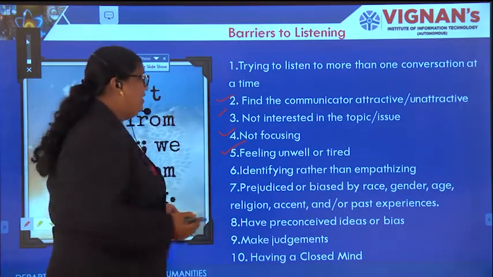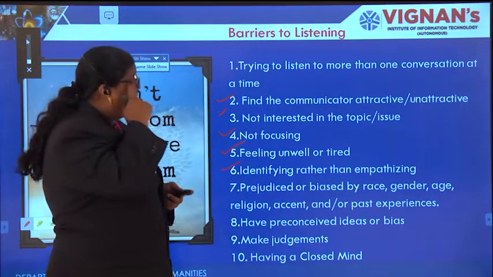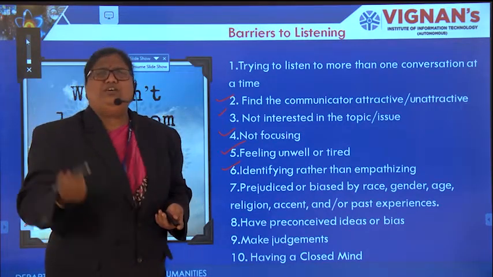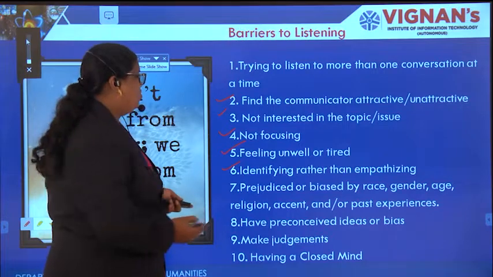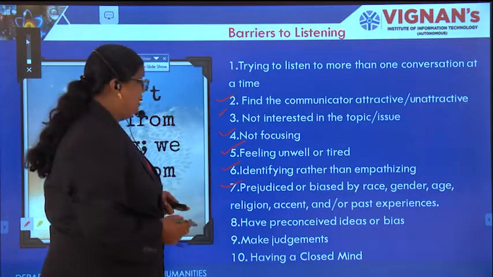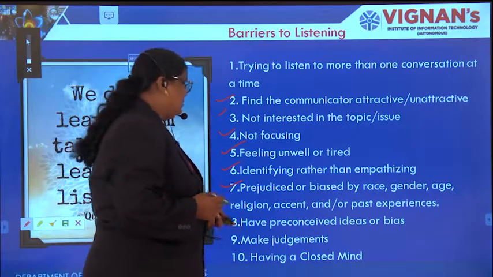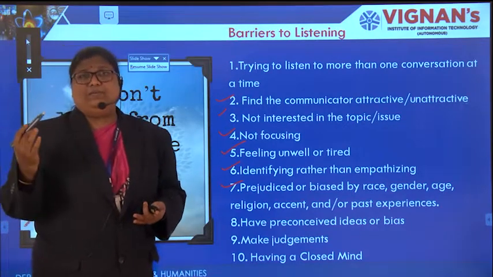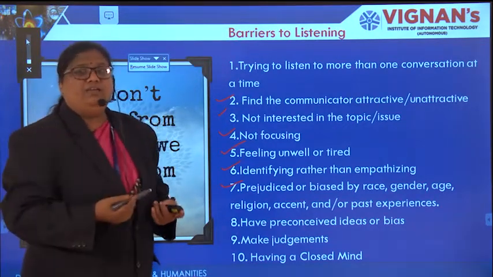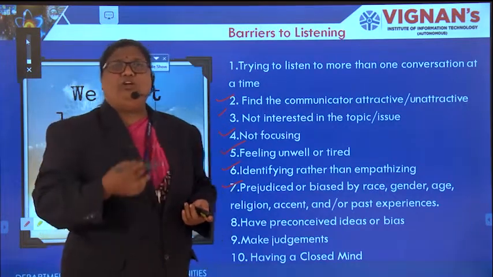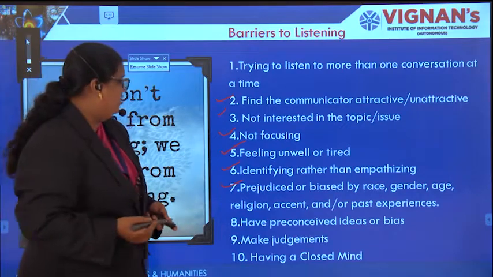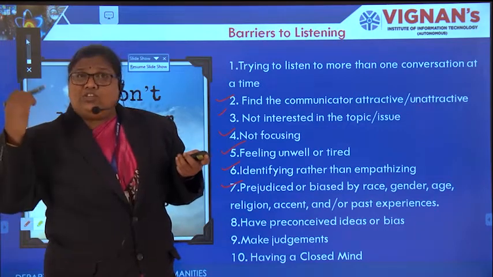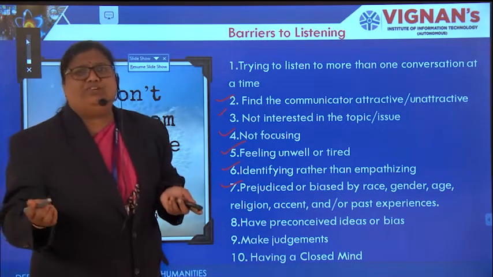And then identifying rather than emphasizing. When you could identify something but you don't want to stress on that, automatically you may not feel comfortable. And then being prejudiced or biased by race, gender, age, religion, accent and or past experiences. If any bias is there, or any kind of prejudice, any criticism is there, then you may not feel convenient to listen. You may not be comfortable. And then having preconceived ideas or bias. If you have some idea already and you're listening with your preconceived idea, automatically you don't feel comfortable in listening.